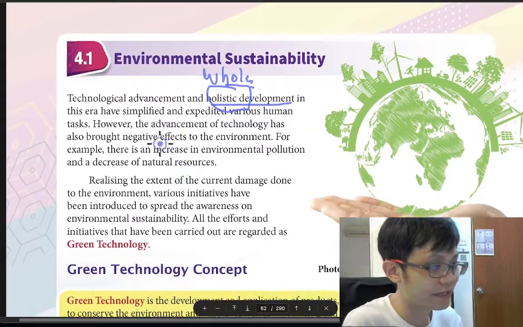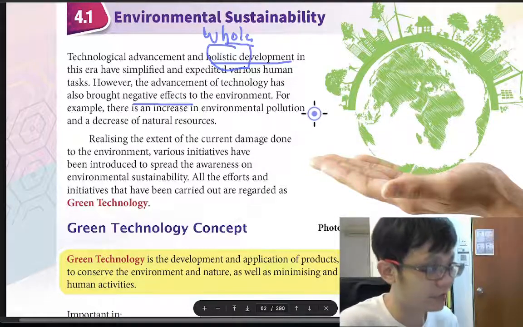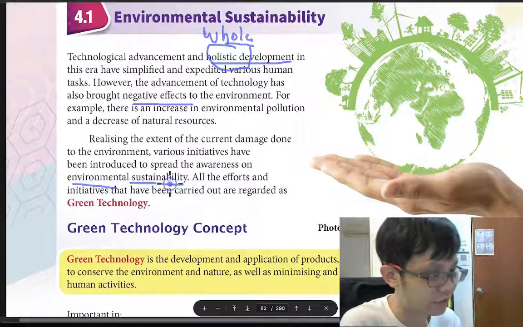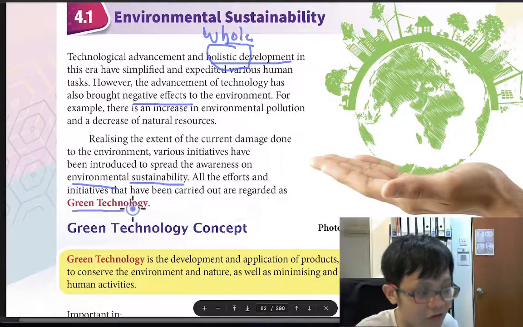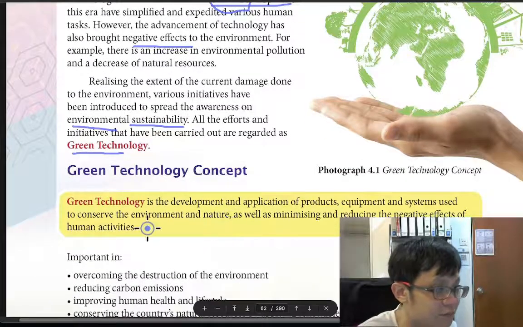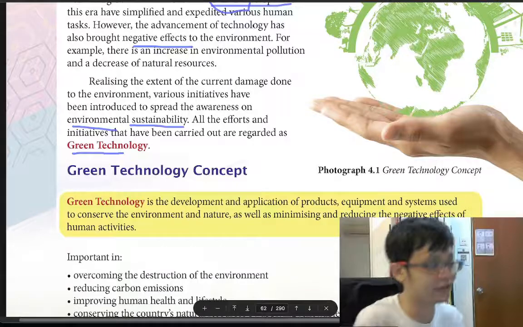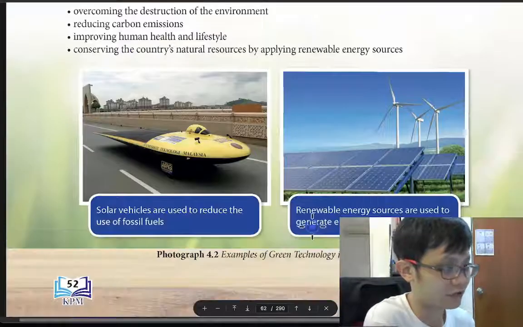So because something it will have negative effect in the environment, correct or not? We know that there's a pollution environment, so we need to sustain it, sustain the environment. That's why to sustain the environment, we use green technology. So what is green technology? Green technology is a development application product system used to combat, as well as minimizing and reducing the negative effect of human activity.